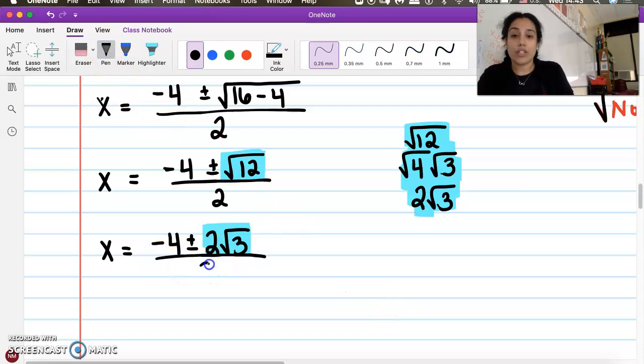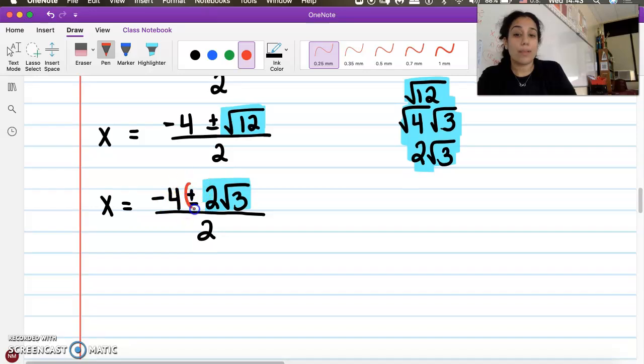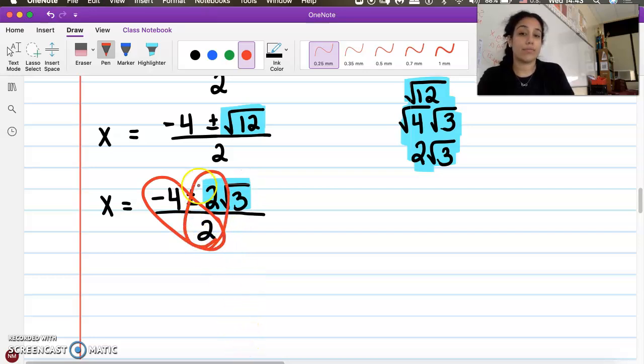all over 2. And now we take what we learned in our do now, and we can simplify this. So, you see that plus or minus? That shows us that we can divide this 2, divide the negative 4 by 2, and we can divide this by 2. However, remember, we can't touch that radical. It doesn't get divided. So now I get negative 4 divided by 2 is negative 2, plus or minus 2 divided by 2 is 1, root 3.